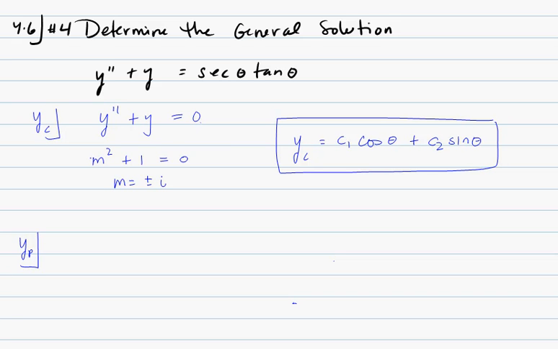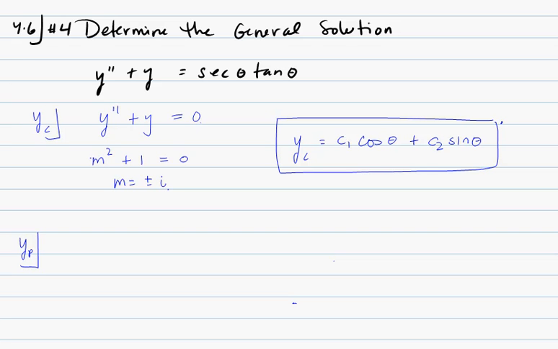This is number 4 in section 4.6, and here we're going to determine the general solution. Now, I've done the first part in this problem where I found the homogeneous part of the solution. You can see it here by finding the companion equation, and then m was plus or minus i.